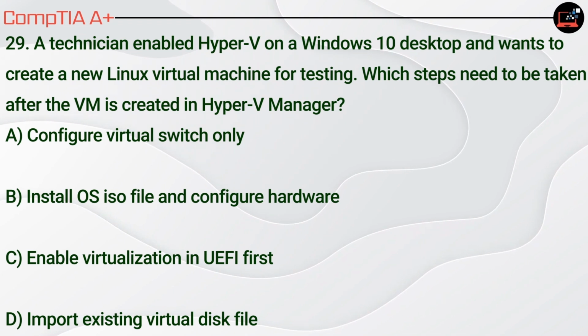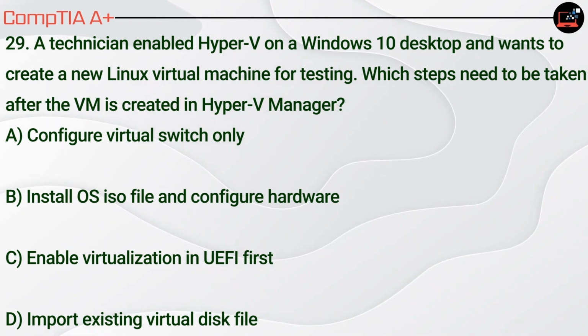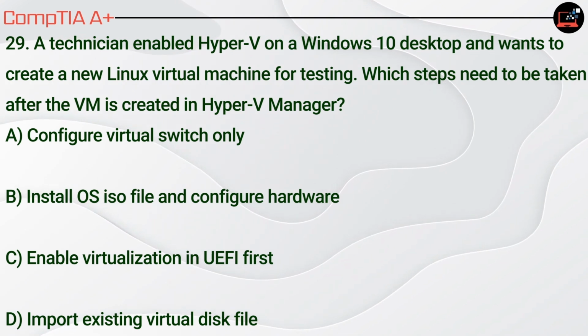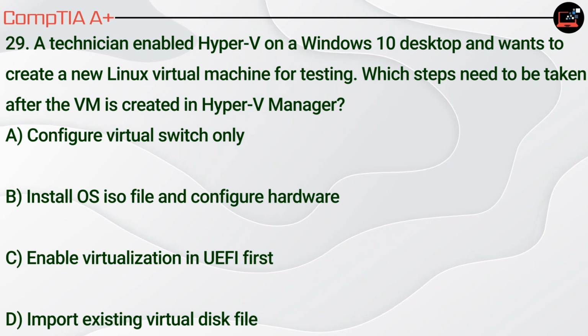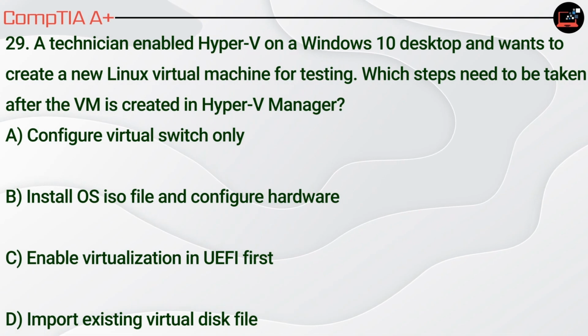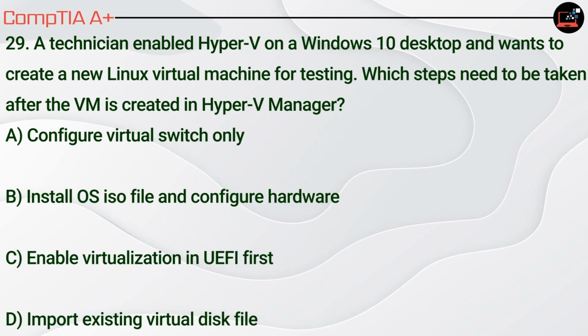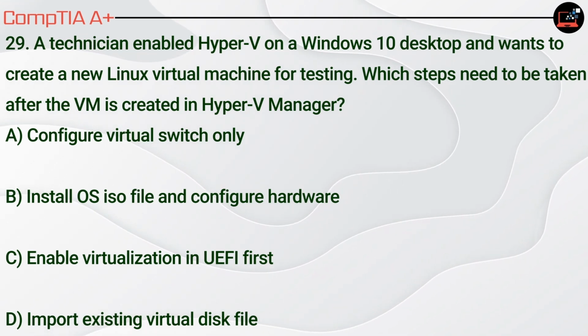29. A technician enabled Hyper-V on a Windows 10 desktop and wants to create a new Linux virtual machine for testing. Which steps need to be taken after the VM is created in Hyper-V Manager? A. Configure virtual switch only. B. Install OS ISO file and configure hardware. C. Enable virtualization in UEFI first. D. Import existing virtual disk file.